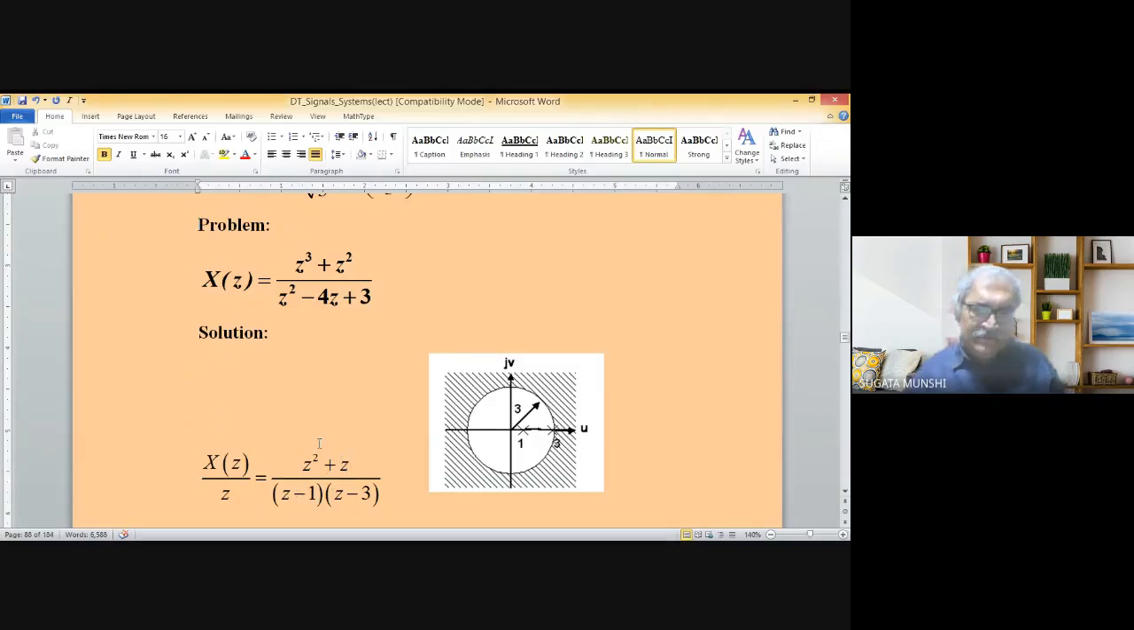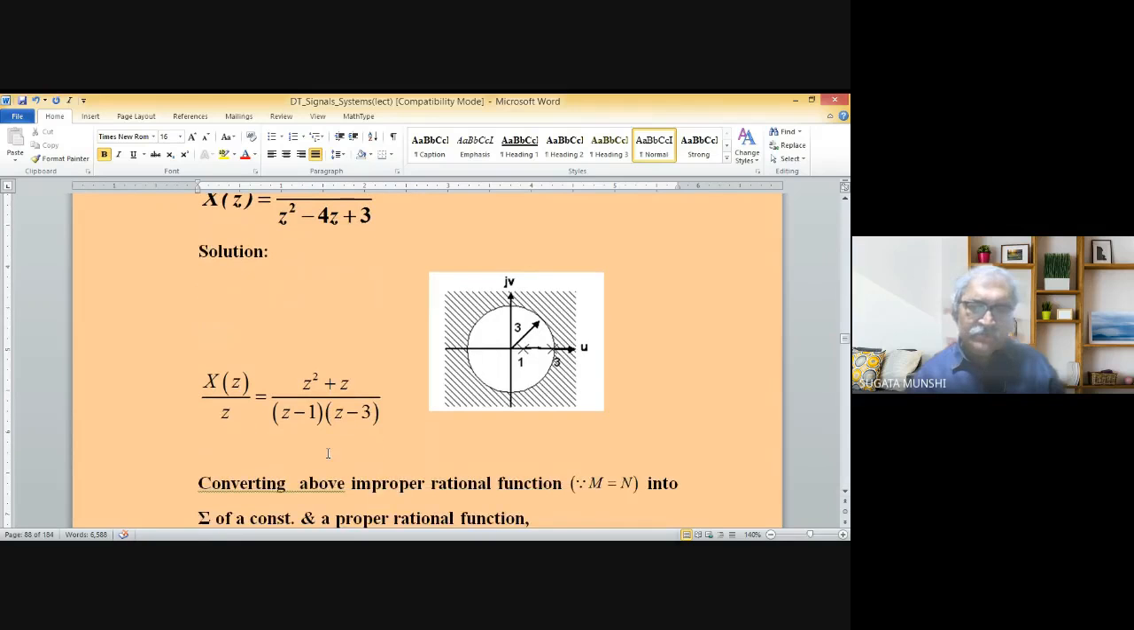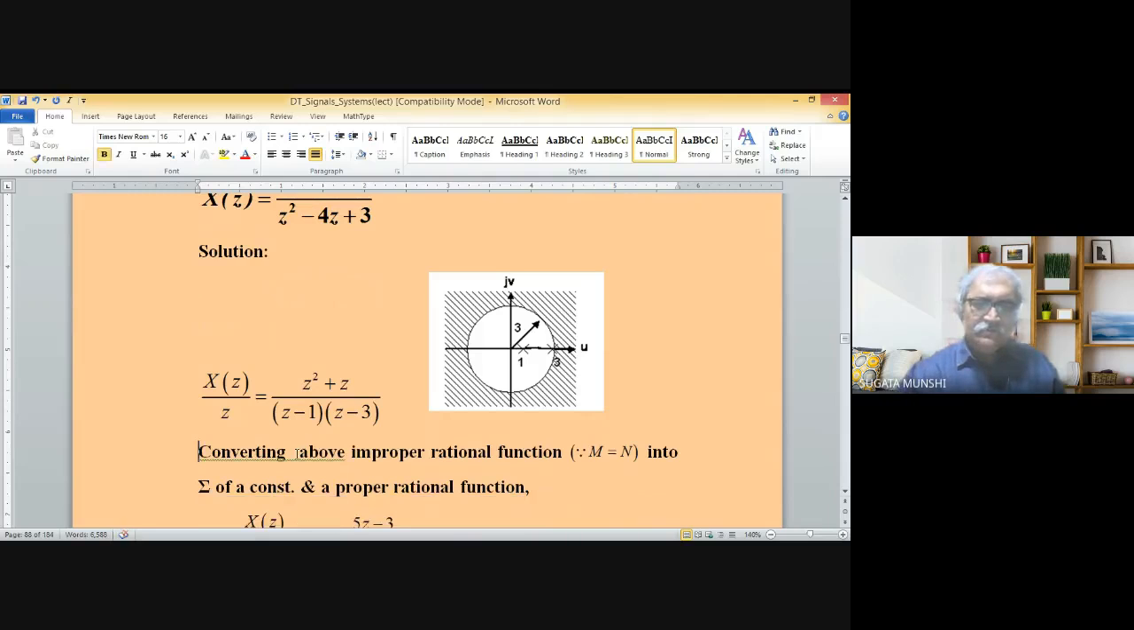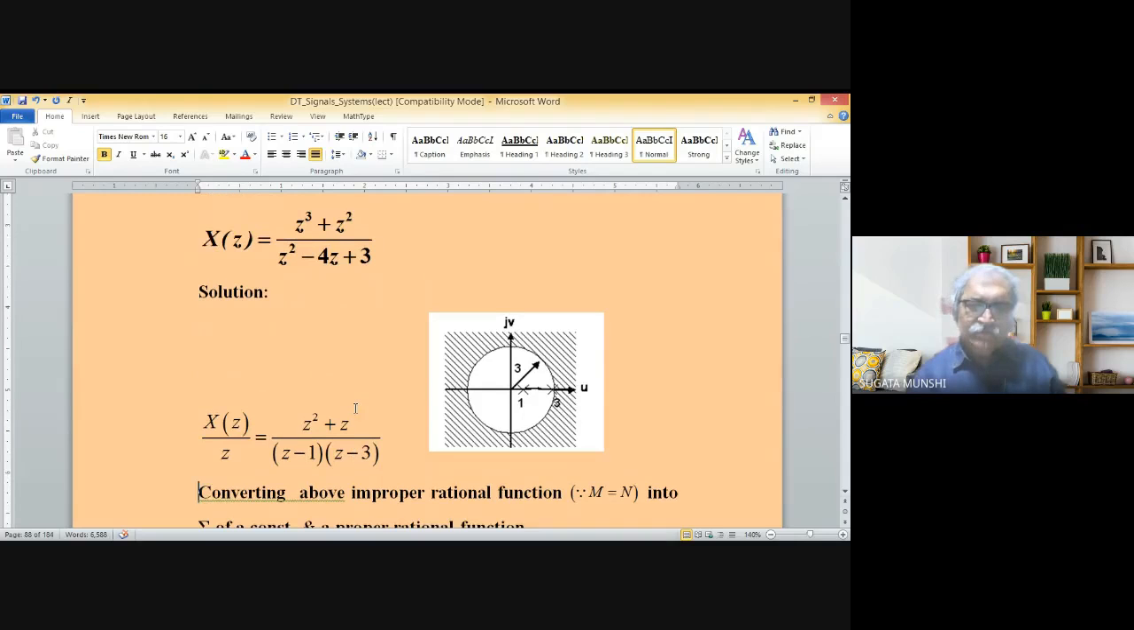What we have on the right hand side is called an improper rational function. The order of the numerator polynomial is the same as the degree of the denominator polynomial. All right. So this is an improper rational function. You cannot straightaway express it in terms of partial fractions. If you do it, it will be mathematically incorrect. So what you have to do is express that improper rational function as a sum of a constant and a proper rational function.